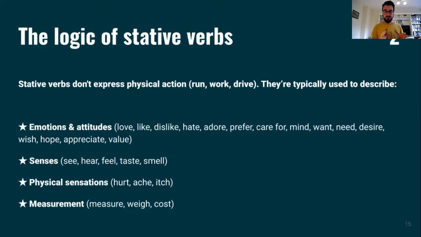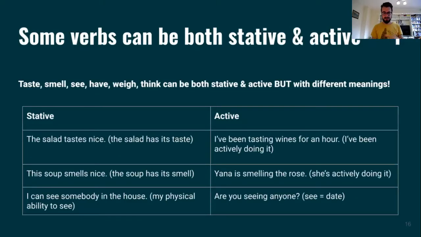That's the 8 groups created around logic, the common logic that these verbs share. And now we'll get to some examples because there are some interesting cases. A lot of those words that we just saw, they're always stative, but there are some which can be stative or active depending on the context, on what they mean. So look at the first example.